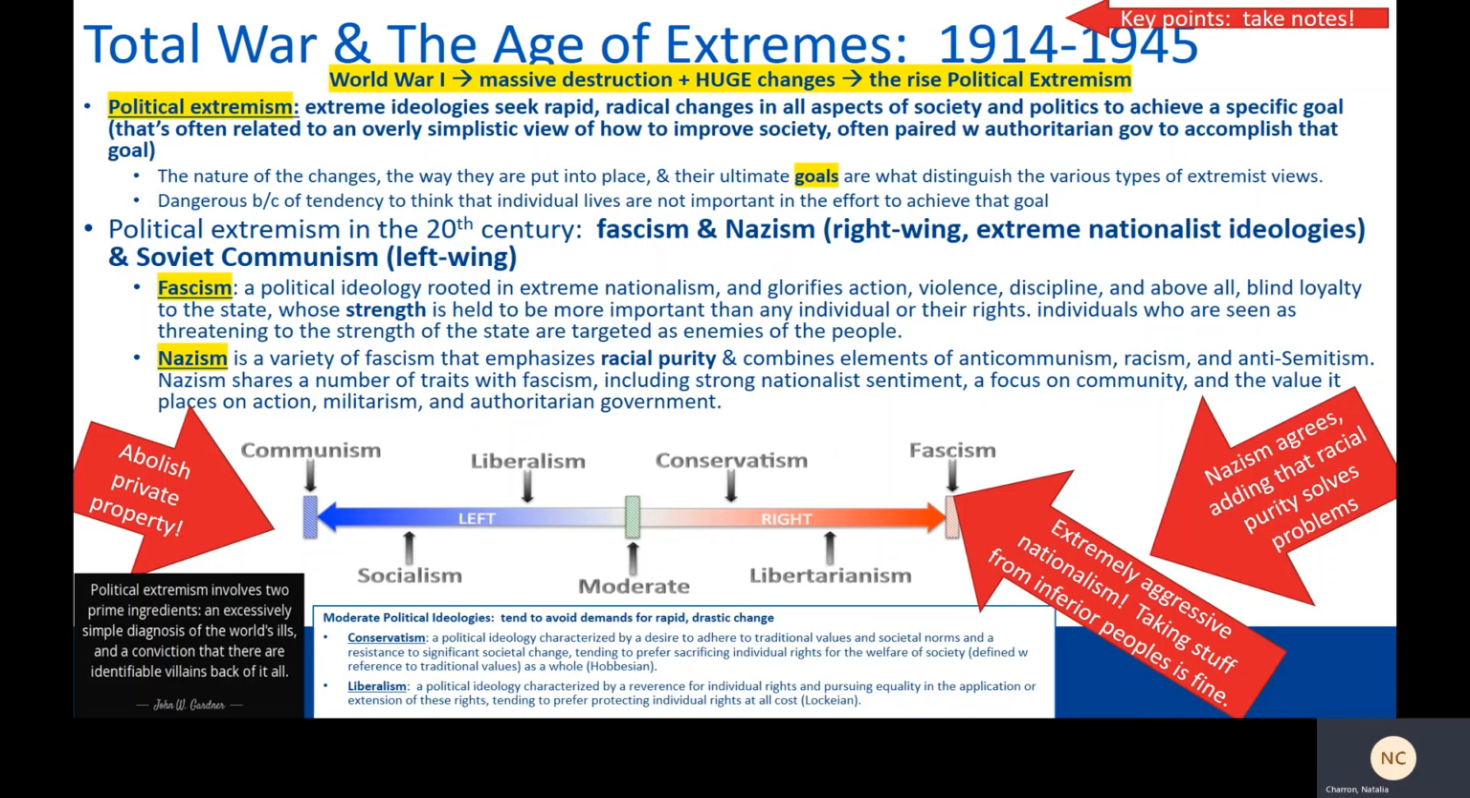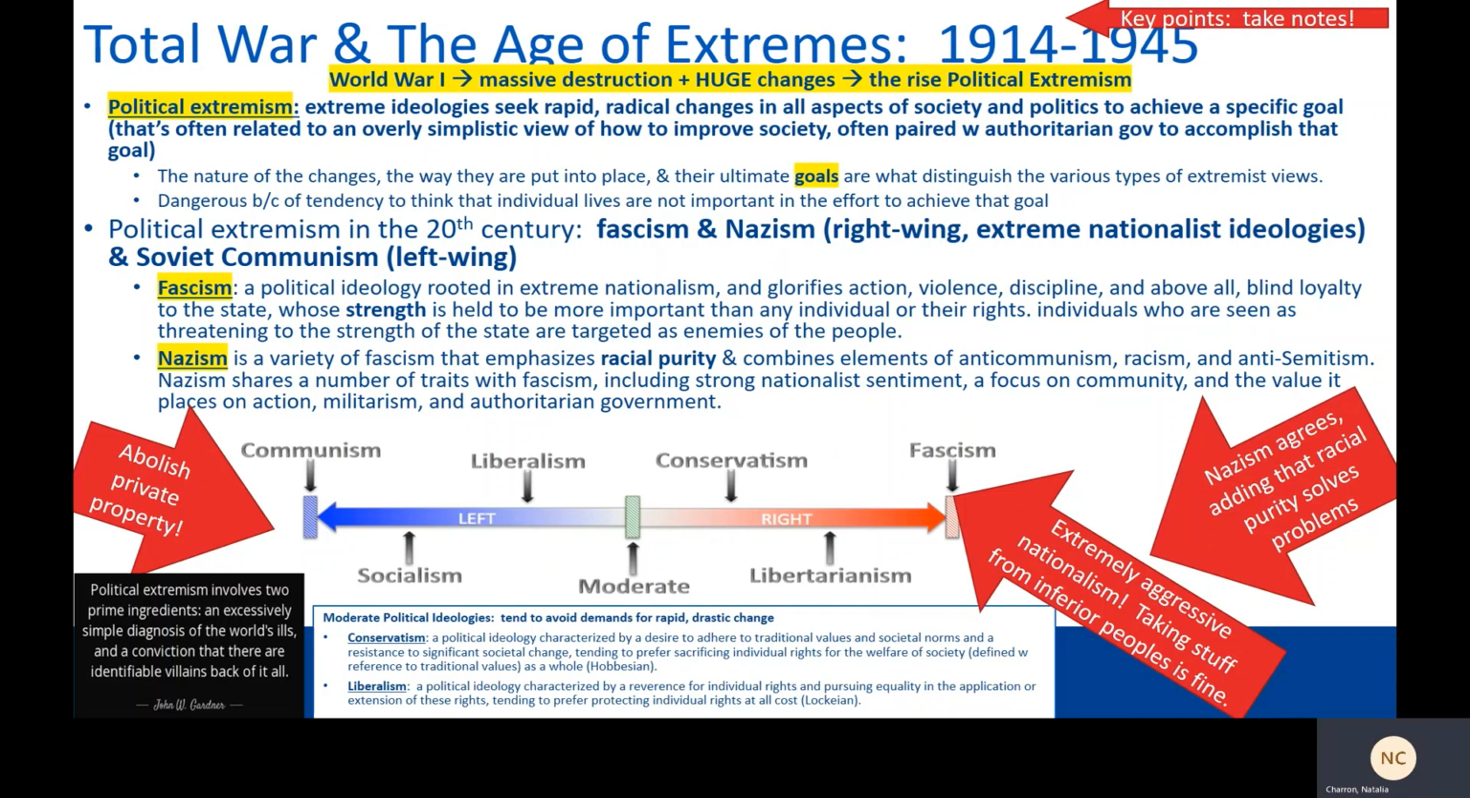So we can think of politically extreme ideologies as ideas that have a goal for society that they think will magically fix all of the problems, and that they want to implement really fast. We can see communism's goal as abolishing private property. That's how you fix everything. For fascism, it's extremely aggressive nationalism that believes that taking stuff from inferior people is fine. It's like nationalism on steroids, or survival of the fittest on steroids. Nazism agrees, adding that racial purity would also solve problems.